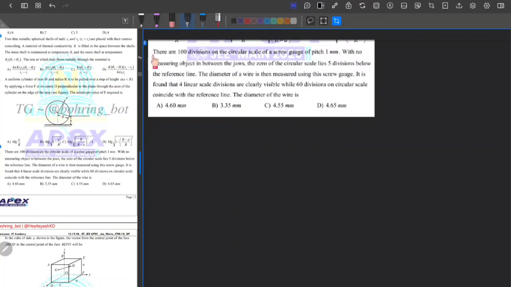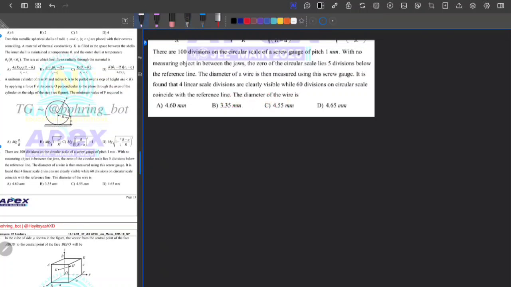This is the question. There are 100 divisions on the circular scale of a screw gauge of pitch 1 mm. With no measuring object in between the jaws, the zero of the circular scale lies 5 divisions below the reference line. So when there is no object, the zero is 5 divisions below, which is called a positive error. The diameter of the wire is then measured using the screw gauge. It is found that 4 linear scale divisions are clearly visible, while 60 divisions on the circular scale coincide with the reference line. Now we have to find out the diameter.